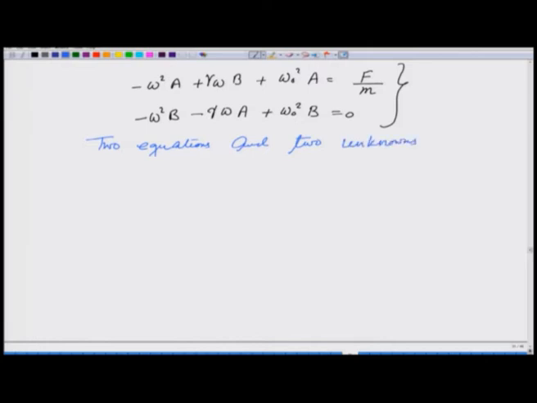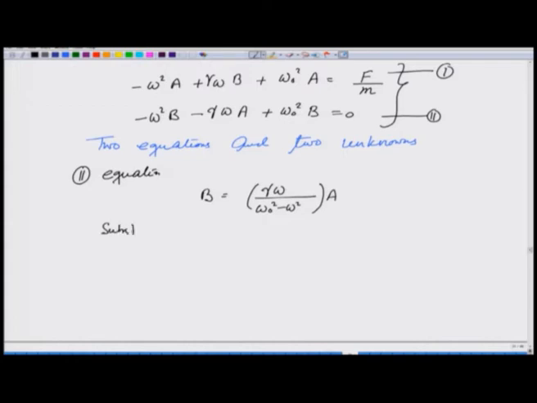So, now I can solve them from the second equation. Let me label them. This is my second equation, this is my first equation. From the second equation, I get b equals gamma omega over omega naught square minus omega square times a. And I substitute this in the first equation, right.